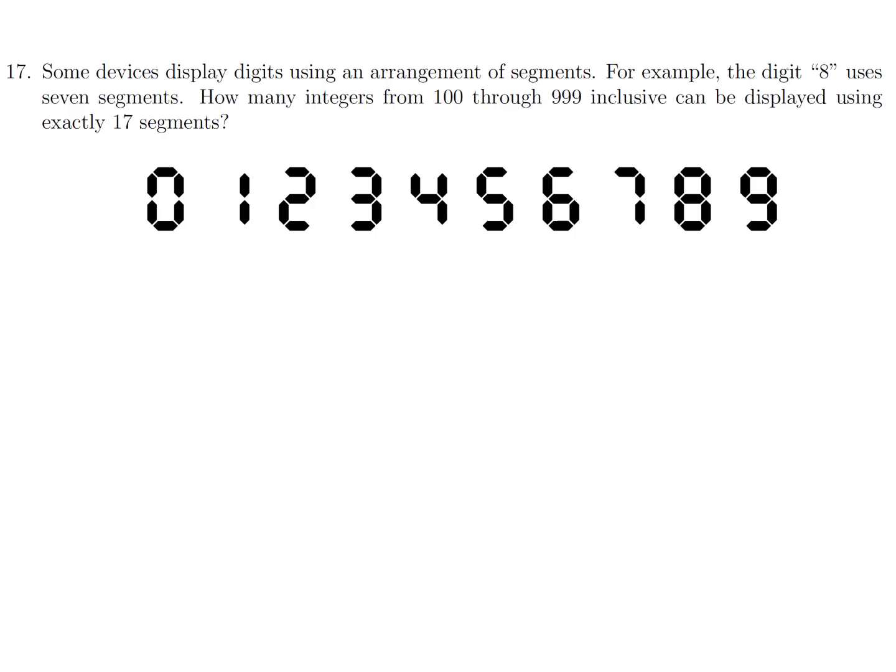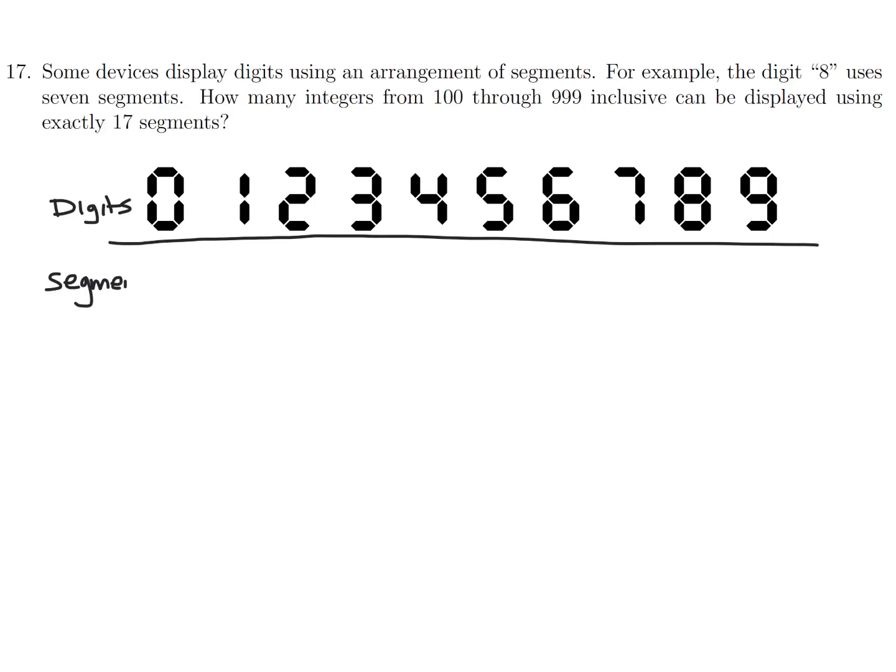Some devices display digits using an arrangement of segments. For example, the digit 8 uses 7 segments. How many integers from 100 to 999 inclusive can be displayed using exactly 17 segments? Okay. Well, let's see here. Let's make a list. So this is the digits, obviously. And then let's make a list of the segments.